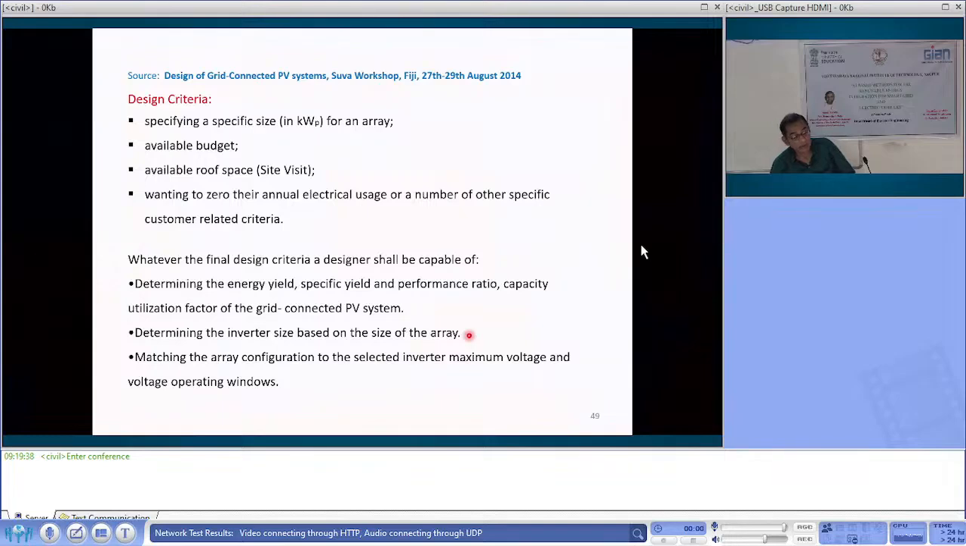After all this, design of grid connected system, which is the topic of today. And what is the design criteria? So specifying a specific size. When you go to any terrace, you have to take into account that there will be an area which will be shaded due to the parapet walls. You have to see that there is no nearby tree or high-rise building. Then you have to calculate the active rooftop area, where there will be absolutely no shadow, that area will be less, and install there. So site visit is important.